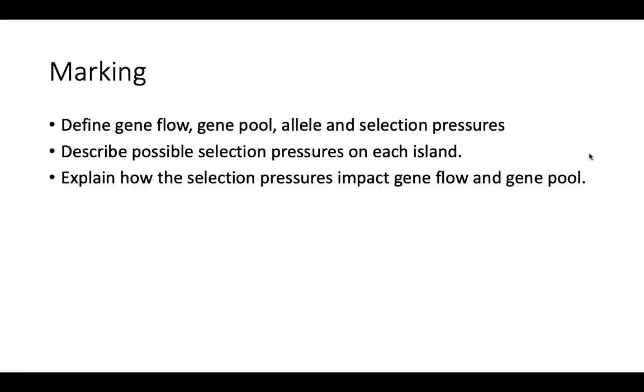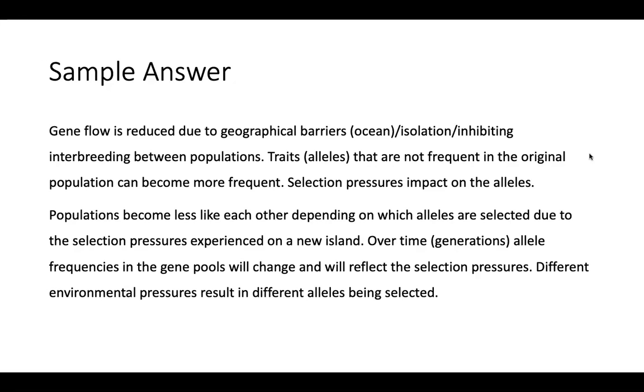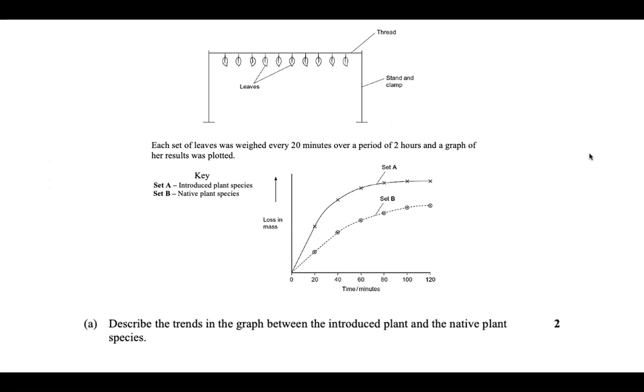Now, the marking, you need to define gene flow, gene pool, allele, and selection pressures. Describe possible selection pressures on each island for a mark, and then explain how selection pressures impact the gene flow and the gene pool. Now again, this is the sample answer. I'll let you pause this if you like to read this. And we'll move on to the next question.